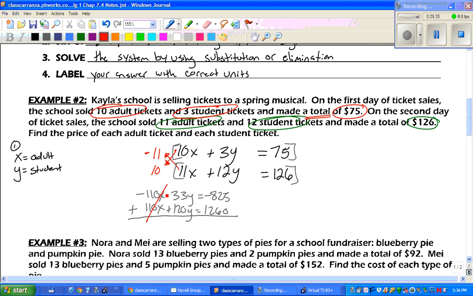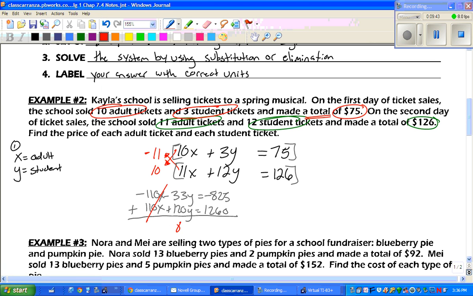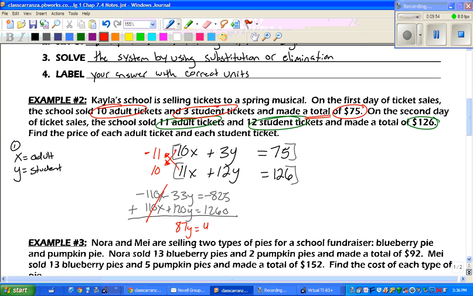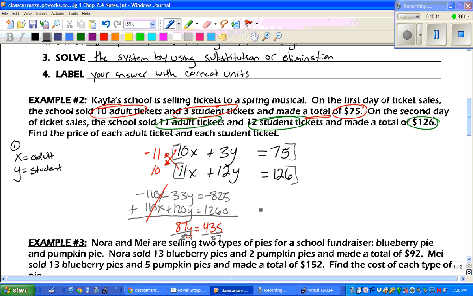All right, combine your like terms. Now we got 120 minus 33. So you get 87y equals negative 825 plus 1,260. And we get 435. And to get the y by itself, we have to divide by 87. It's kind of small right there, I'm sorry. So divide that by 87, and we get 5. Okay? So y equals 5.